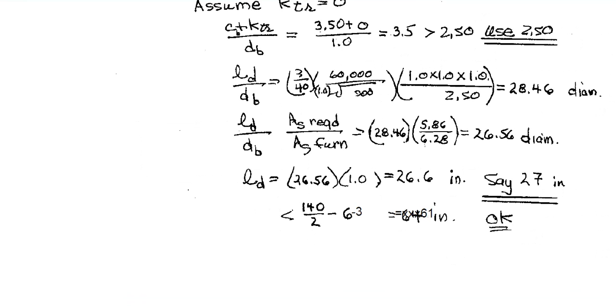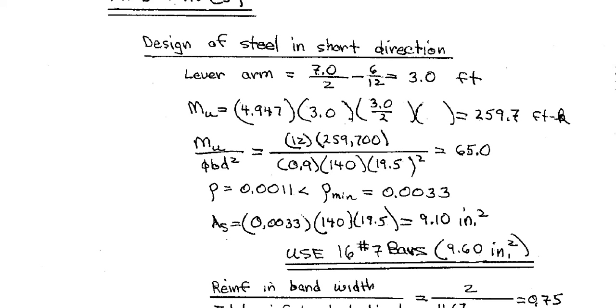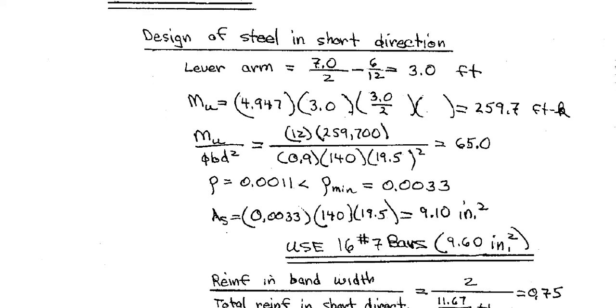Okay, so we will go forward. Now we will design reinforcement for the short direction. When we designed the footing for square, both directions were the same. Now it will be different. Why?